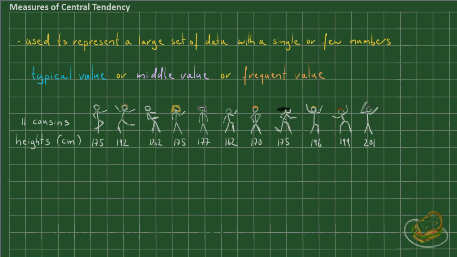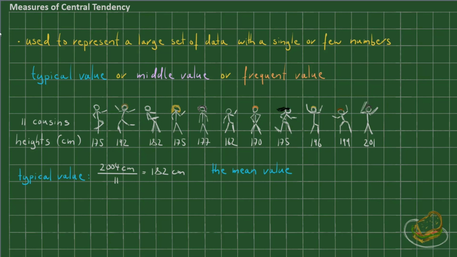In other words, I'm going to give a single number or a few numbers that will represent all of these 11 values. So what are my options? I could give the typical value. That would mean adding up all the heights together and then dividing them by the number of cousins I have. If I do that, I could say that on average, my cousins are 182 centimeters tall. In statistics, we refer to this as the mean.